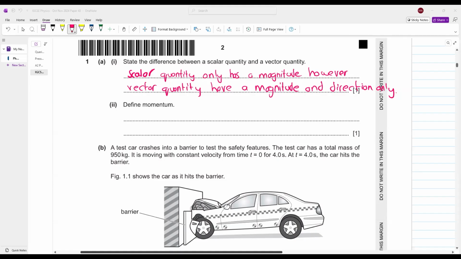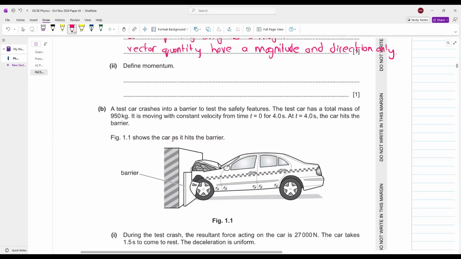Now we come to the second part. Define momentum. Very easy definition. Product of mass and velocity. That is the definition of momentum. Product of mass and velocity is your momentum. Let's further move ahead. Now let's read out part B.